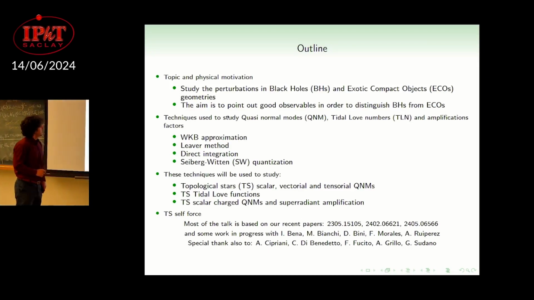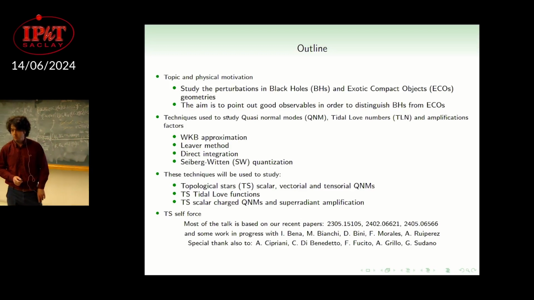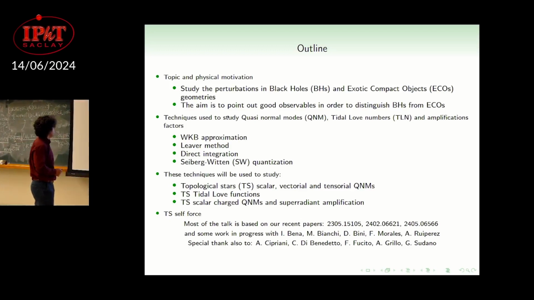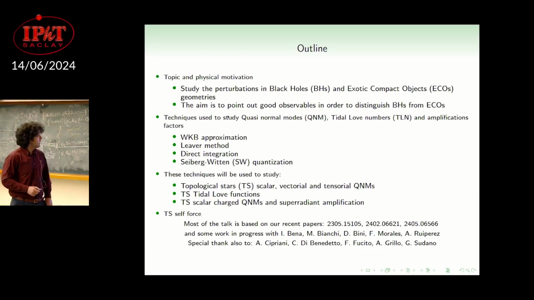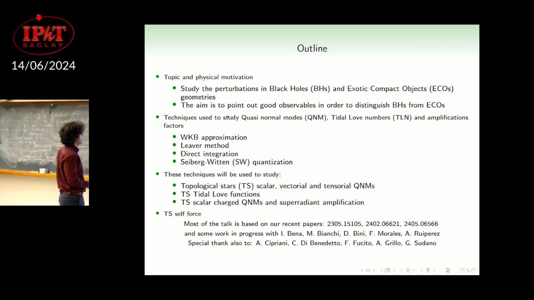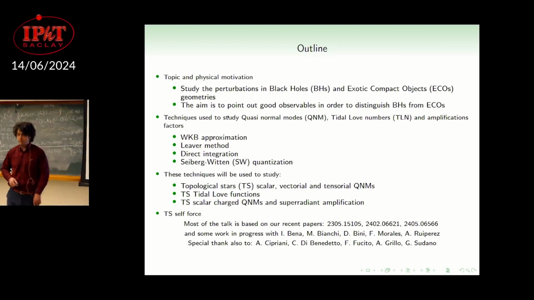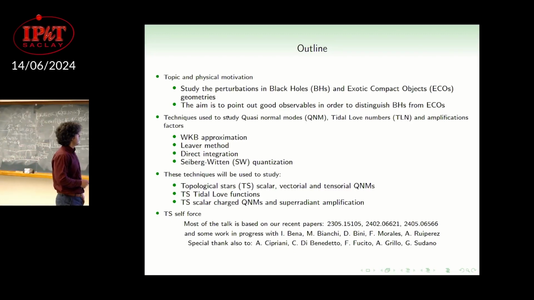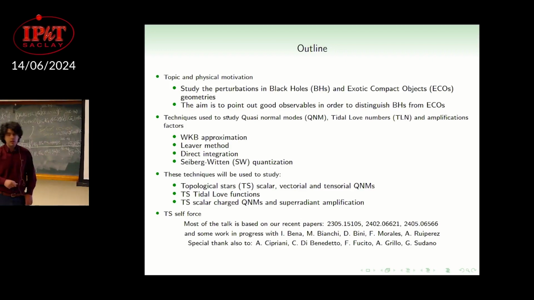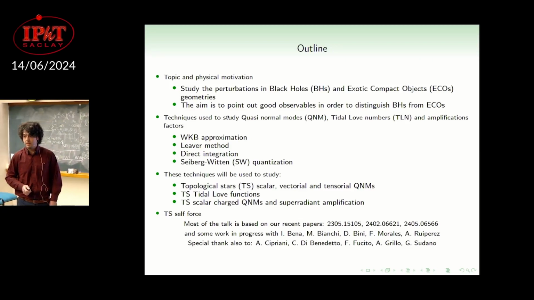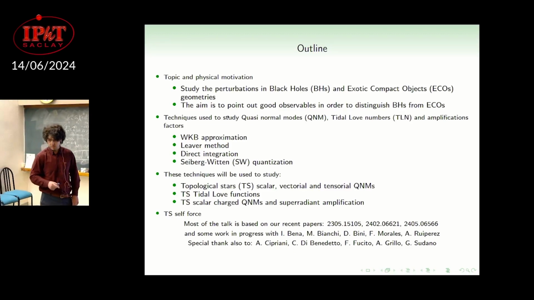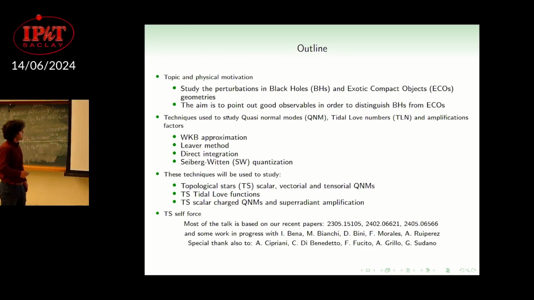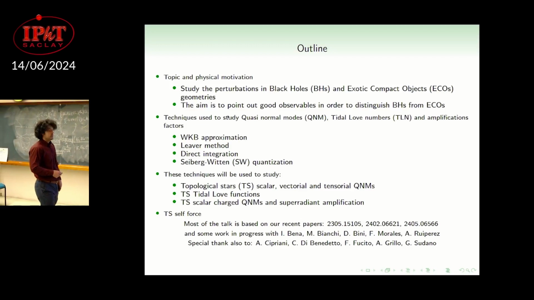In order to compute quasi-normal modes, we used a lot of techniques like the WKB approximation, the Leaver method, and numerical integration. In order to give another viewpoint on this whole topic, we also used the recently discovered connection between the quantum Seiberg-Witten curves and black holes and fuzzballs perturbation theory. I will use all these techniques in order to study topological stars.